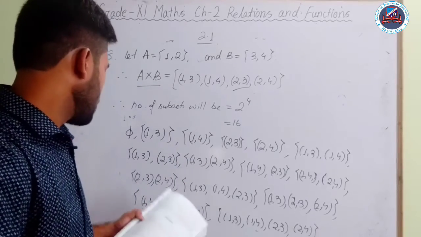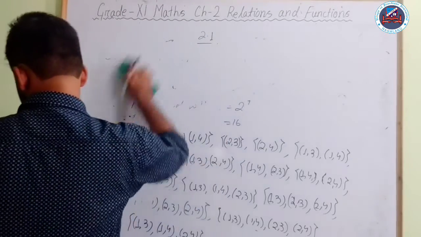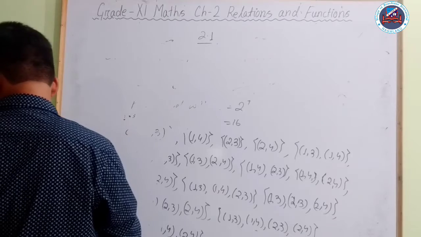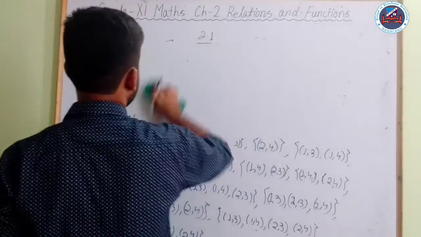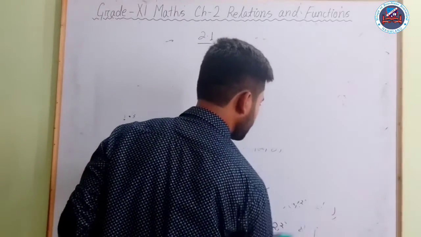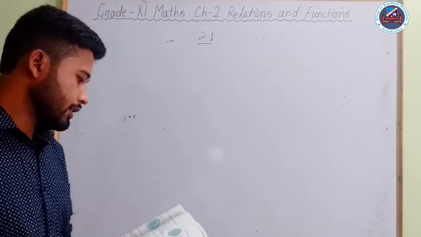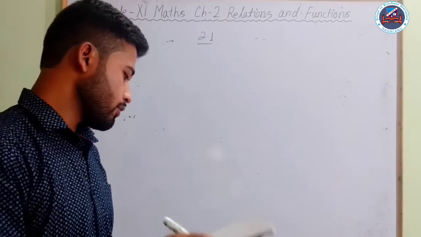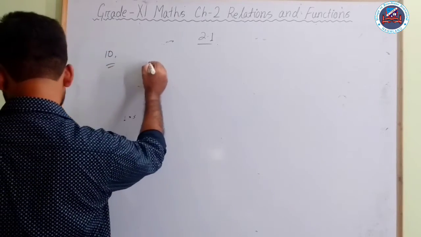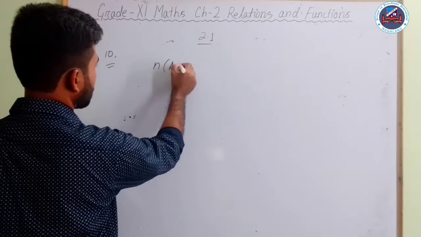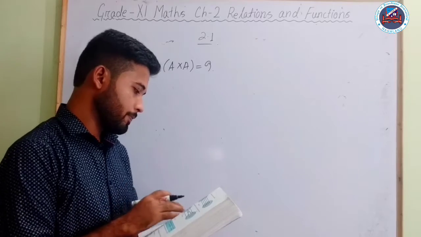Okay, so this is our question number 8. Now let us do question number 10. So in question number 10, they say that the Cartesian product A cross A has 9 elements. That is, the number of elements of A cross A is equal to 9. This is given in the question.